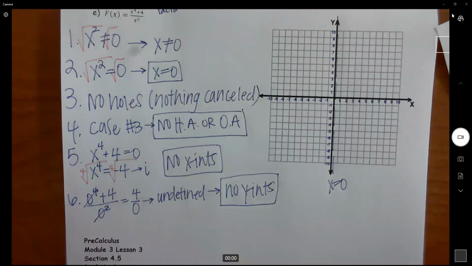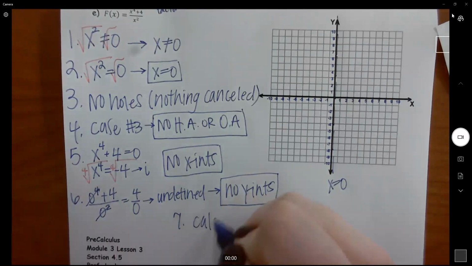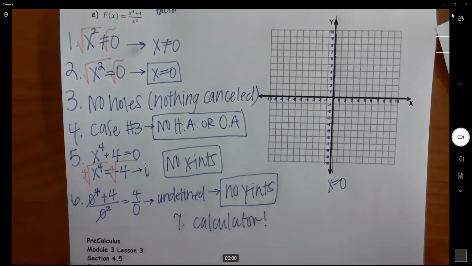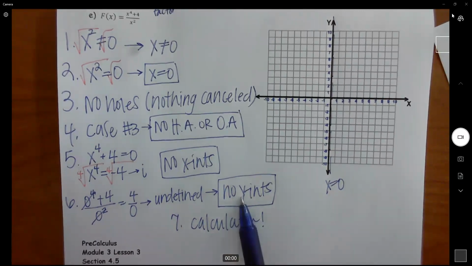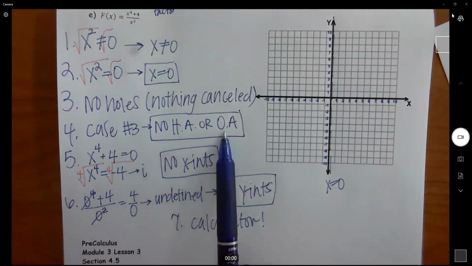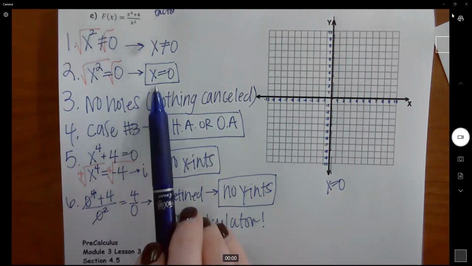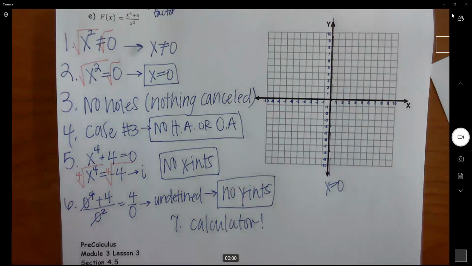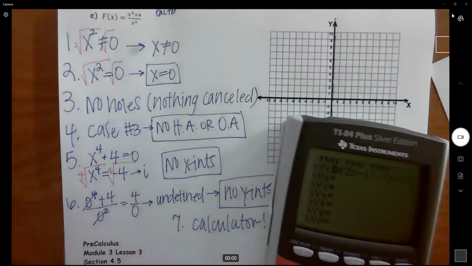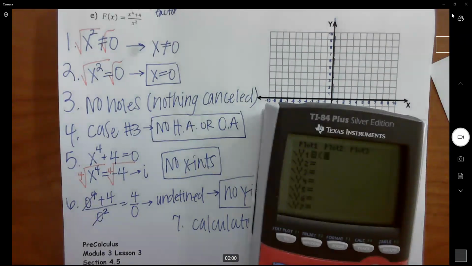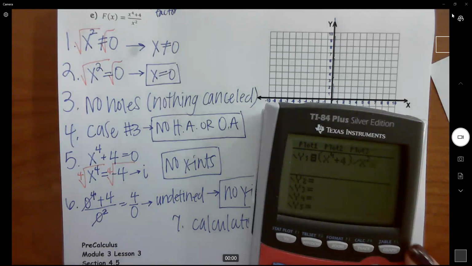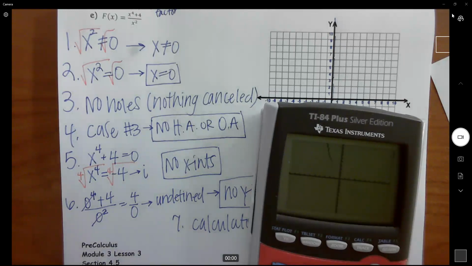So this is all I got before I go into my number 7 using my calculator. I have no x-intercepts, no y-intercepts, no horizontal asymptotes, no holes in this graph. The only thing I have is my vertical asymptote of x equals 0. So let's put this in our calculator. Parentheses x to the 4th plus 4 divided by x squared. And there is my graph.